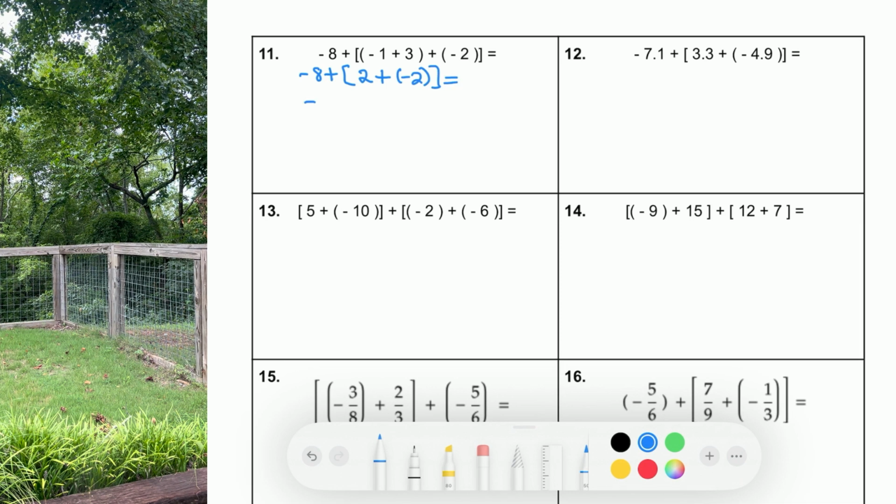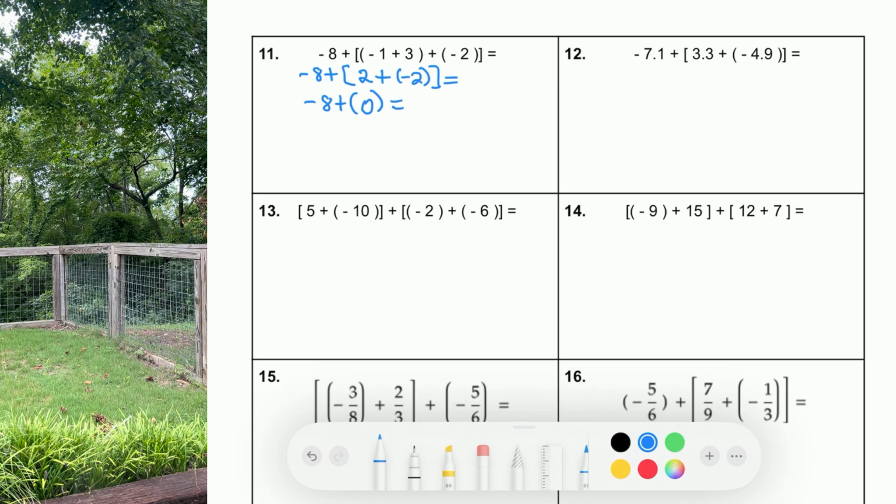-8 plus, all right, so we've got 2 plus -2. Two different signs, we're going to subtract them. 2 minus 2 is 0. Keep the sign of the greater. Well, when it's 0, it's just 0. We don't have to worry about signs. So I have -8 plus 0.